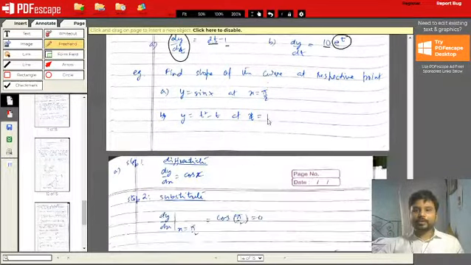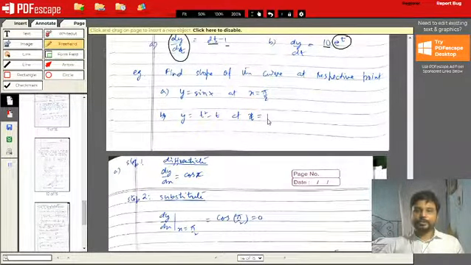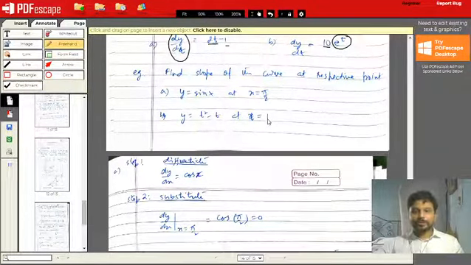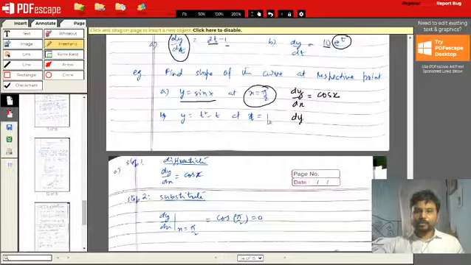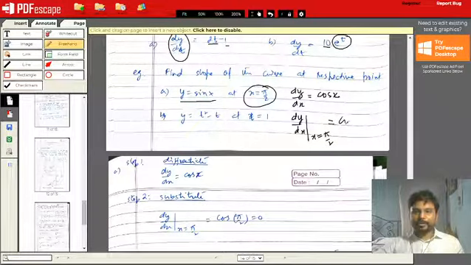Find the slope of the curve at respective points. So first we have to differentiate the curve y is equal to sin x. So dy by dx is equal to cos x. We substitute the value of x here. So dy by dx, substituting the value of x, pi by 2 here, cos pi by 2. Cos pi by 2 is 0.